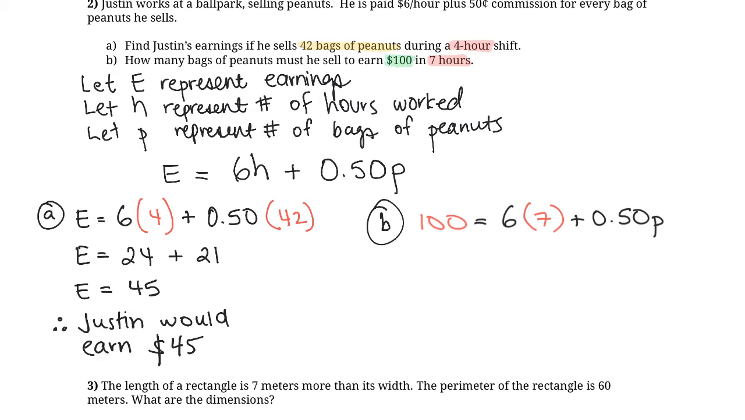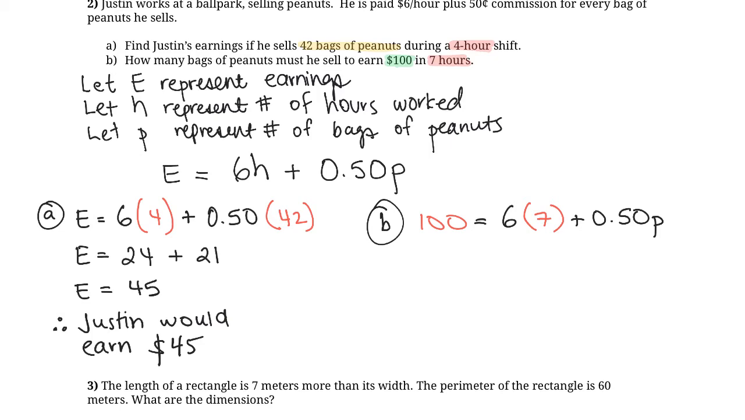So I've gone ahead and done that. So in the place of the letter E, you can see that I've put in 100 for the $100 that he earns. And in the place of H, I've put in 7 for the 7 hours that he works that day. So the only thing we don't know, or what we have to solve for, is P. We need to figure out if he works for 7 hours and earns $100, how many bags of peanuts does he have to sell to make that happen?